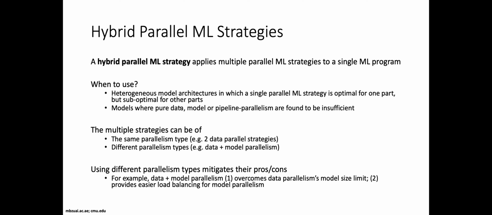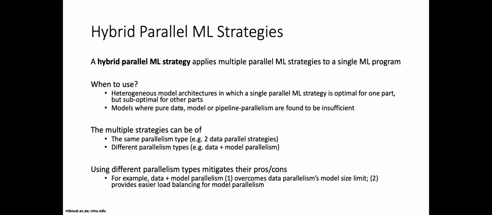And it's also the case that some workloads are so large that pure data or pure model or pure pipeline parallelism is insufficient, and we have to combine two or more of these strategies together. So in a hybrid parallel ML strategy, we can combine, for example, two data parallel strategies, like a parameter server on one part and an all-reduce on the other, or different parallelism types, such as data, model, and pipeline parallelism all in the same program.